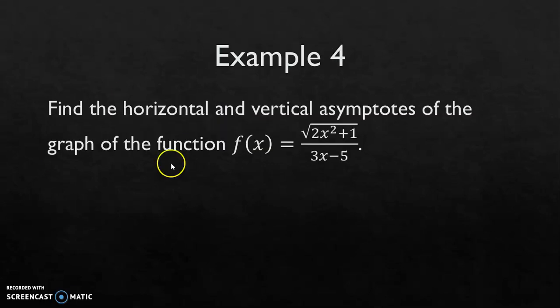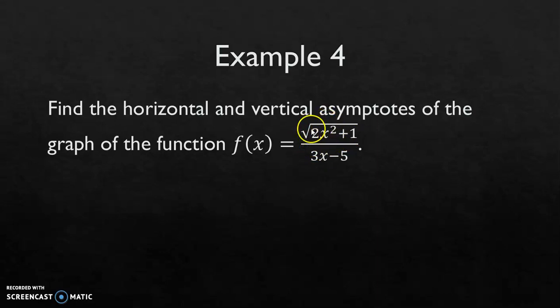In example 4, they want you to find the horizontal and vertical asymptotes of the graph of the function f of x equals the square root of 2x squared plus 1 all over 3x minus 5. Now, to find the horizontal asymptotes, I really just need to find the limit at infinity of this, so at positive and negative infinity. Now, please notice that there is a square root in this numerator.